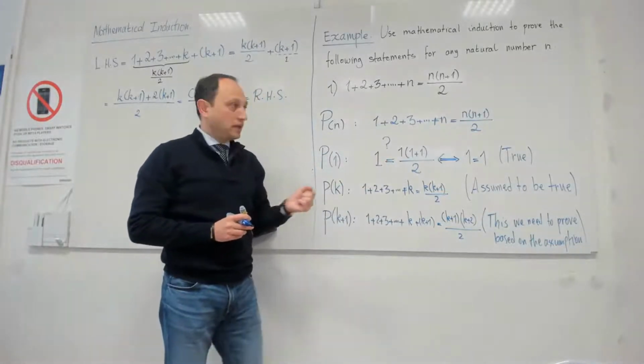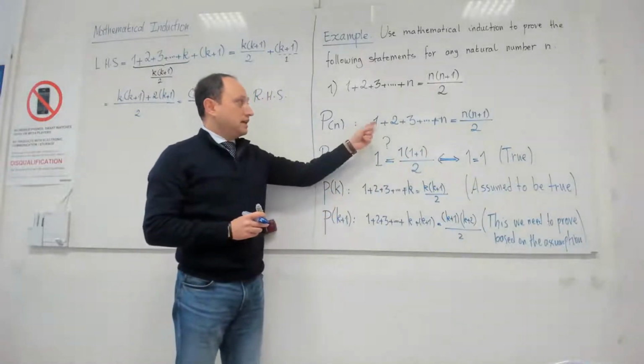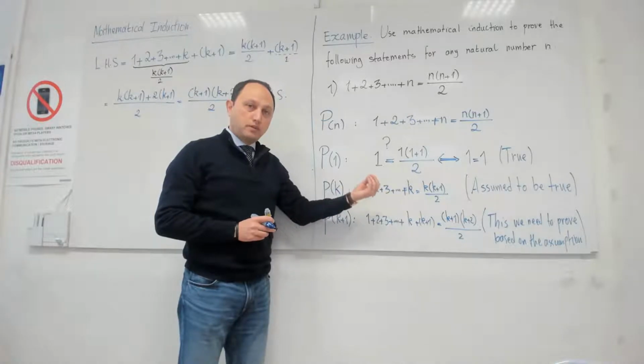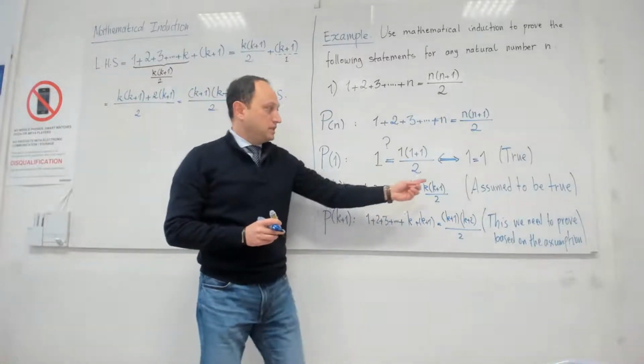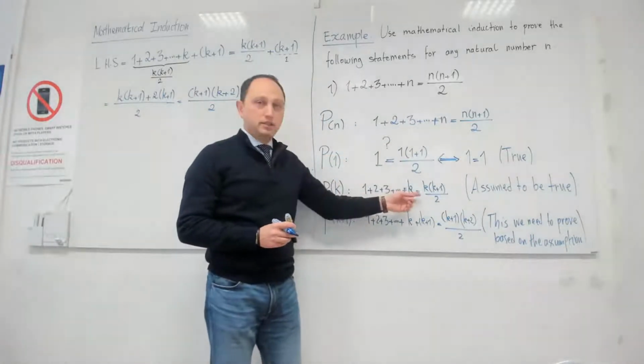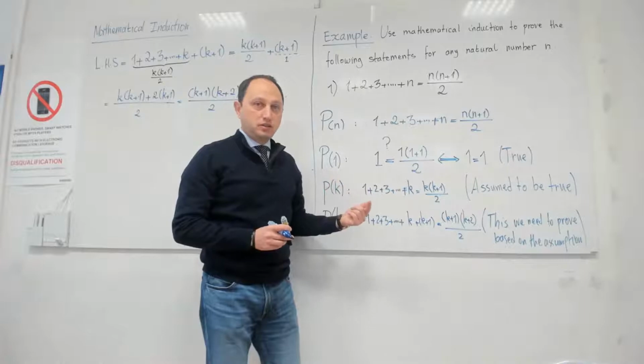If it is true, then I assume that this expression is valid for n equal to k for some k value. This means assumed to be true. I myself assume that this equality is true. I want you to understand that this is not a circular argument.